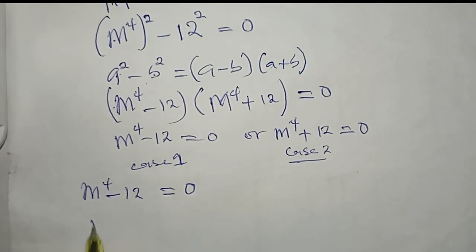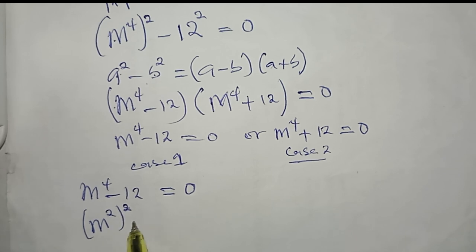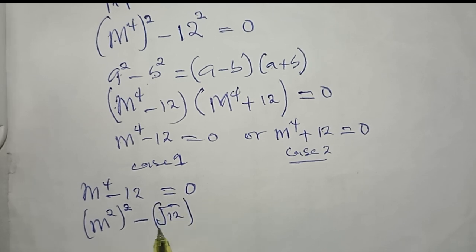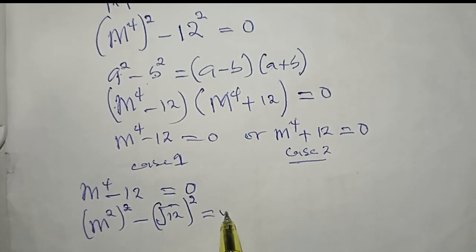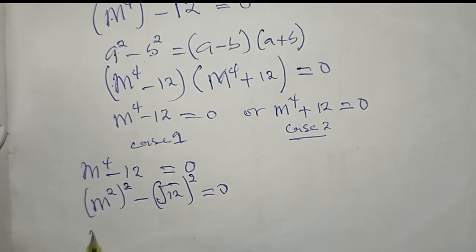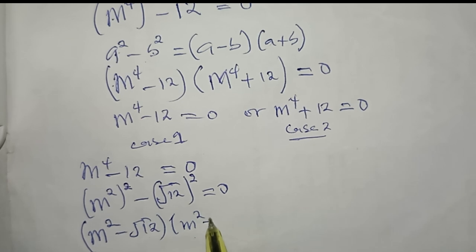So taking this first case, m power 4 minus 12 is equal to 0. I can go ahead to write this m power 4 as m power 2 all power 2, minus, I can also write this 12 as square root of 12, and of course power 2 is equal to 0. Okay, so that using the difference of two squares again, I can have that this will change to m power 2 minus root 12, okay, multiply by m power 2 plus root 12 is equal to 0.